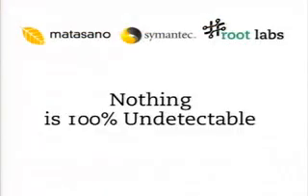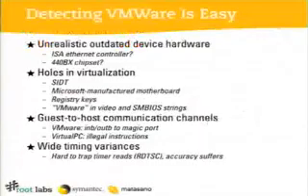So here's the central claim of our talk, which is that nothing is 100% undetectable. Every potential rootkit that's been out there we've found ways to detect it. So Peter's going to talk a little bit about detecting software virtualization.